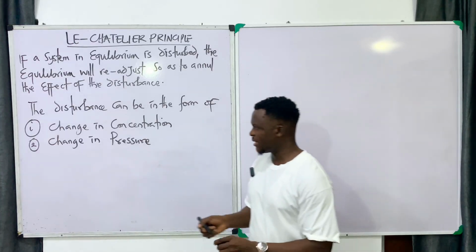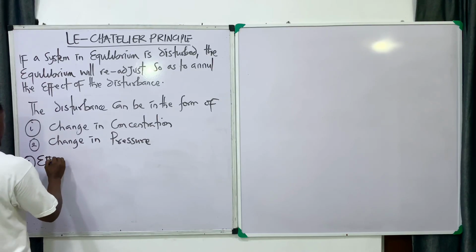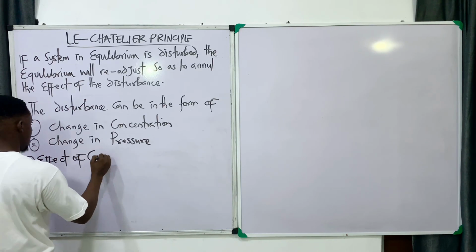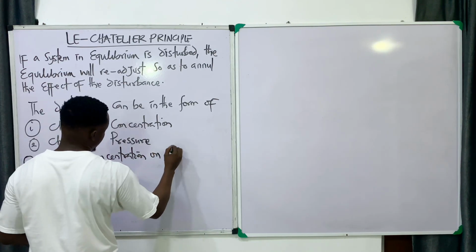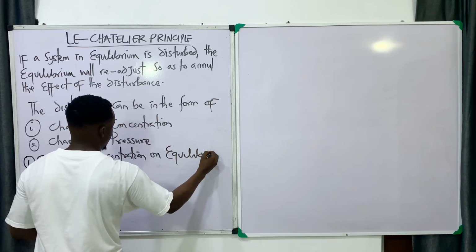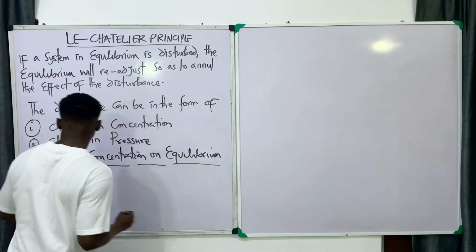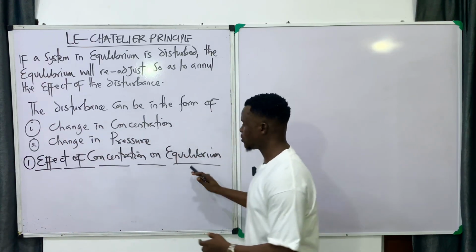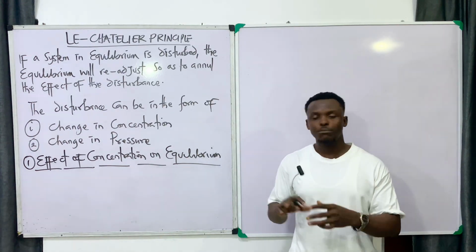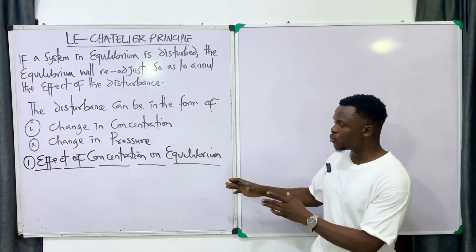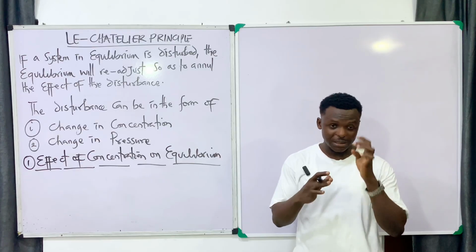Let me give us an example. Let's say number 1. The first one we want to talk about is the effect of concentration on equilibrium. How does change in concentration affect equilibrium position? Now pay attention. I want to draw a diagrammatic representation so that we understand this better.